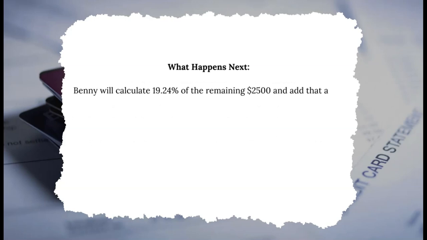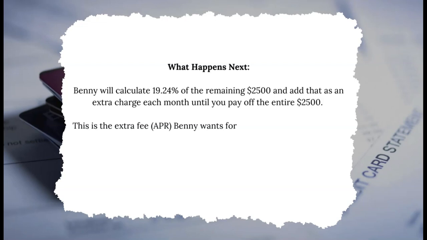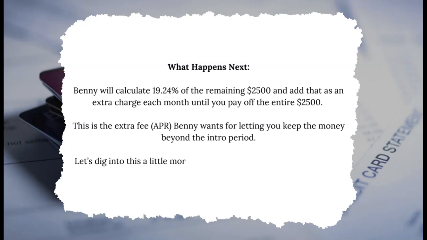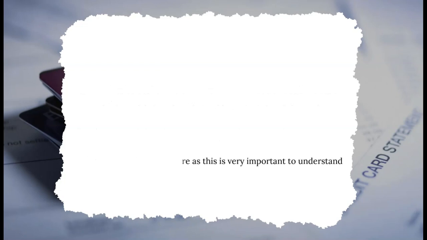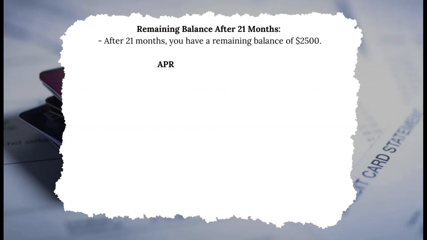So how is that going to work? Okay, so Benny's going to calculate the 19.24% of the remaining balance that you owe, which is $2,500, and add that extra each month until you pay off the remaining $2,500. Okay, so not the full $5,000, but the $2,500. This is the extra fee, which in the credit card world is called APR. Benny, for letting you keep his money, is going to want that extra money. So let's dig into this a little bit more, as this is very important to understand.